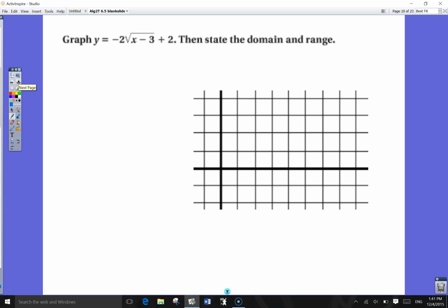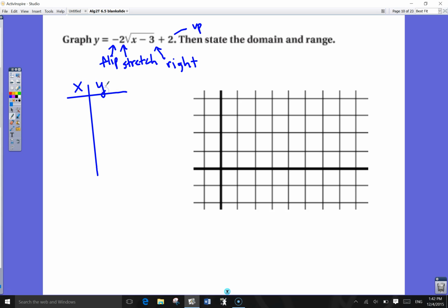So let's see. We should understand the transformations here are flip, stretch, right, up. So 3 to the right, 2 up, flipped. Something like that. All right, now I said let's make a table of values. And I'm going to put h. What is h? Well, it was x minus h in the formula, and this is x minus 3. So 3 is h. Really what it is, it's the 0 of the radicand. And now it'll only make sense for us to put in values of x that are greater than h. We can't put in less, or I'd be taking the square root of a negative number.